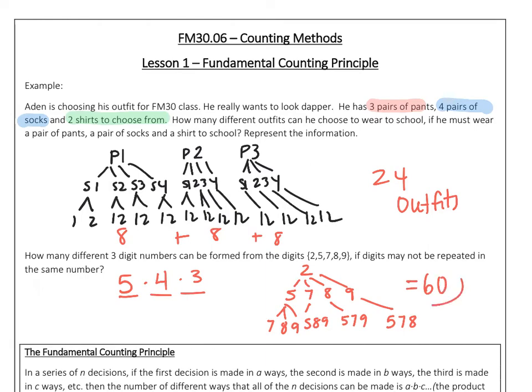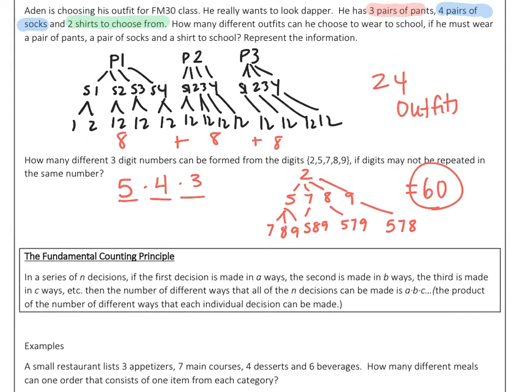Okay, and I kind of alluded to it over here, but we have something called the fundamental counting principle, where basically it says if I have to make n decisions, like a certain number of decisions, the first decision in A ways, and then the second in B ways, the third in C ways. So if I use this as my example, I had to make 3 decisions. So I set up 3 blanks. The first one I had 5 choices to make because I had 5 numbers to pick for that first one. And then the second one I had 4 and then 3 because I could not repeat the same number.